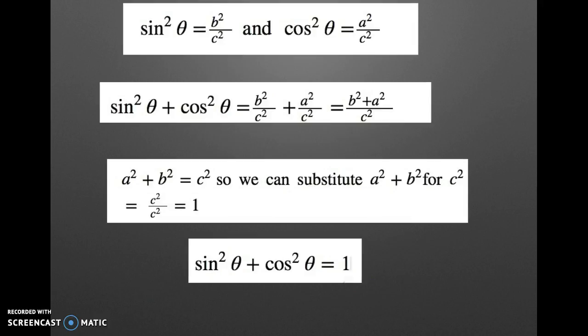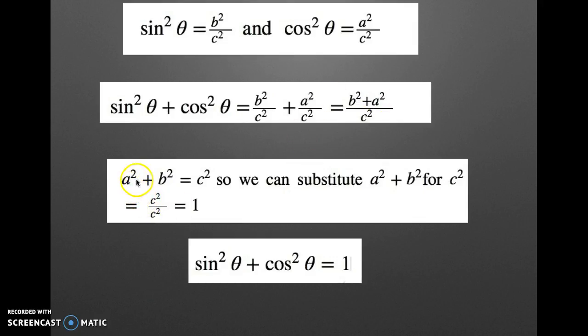Now, how can we relate this to the Pythagorean theorem? Well, if we square, sine of theta squared equals B squared over C squared, and cosine of theta squared equals A squared over C squared. So sine of theta squared plus cosine of theta squared equals B squared over C squared plus A squared over C squared, which equals B squared plus A squared over C squared.